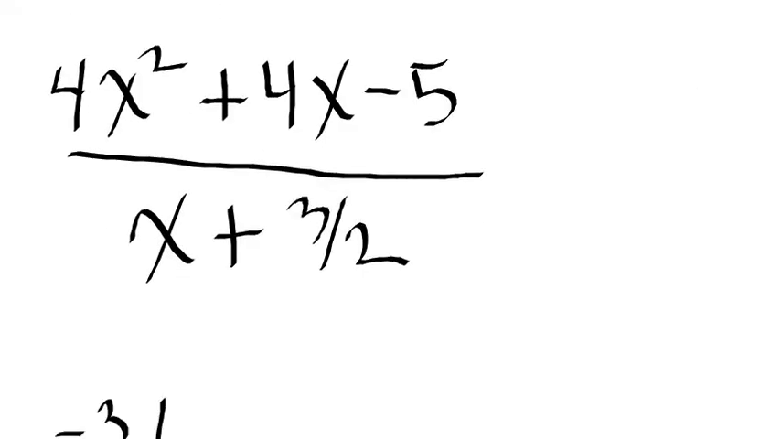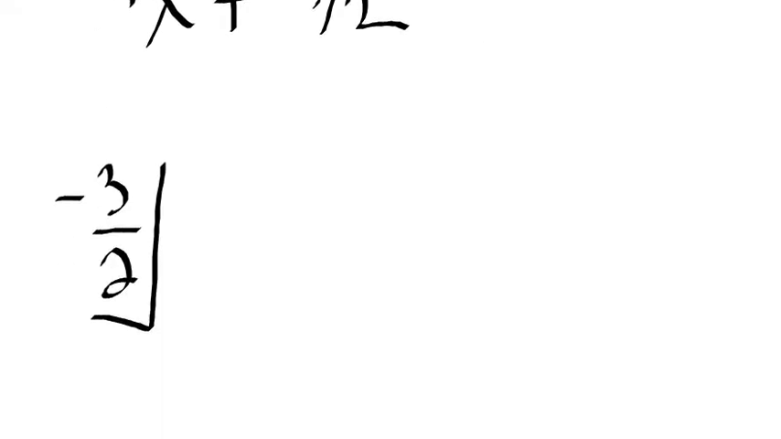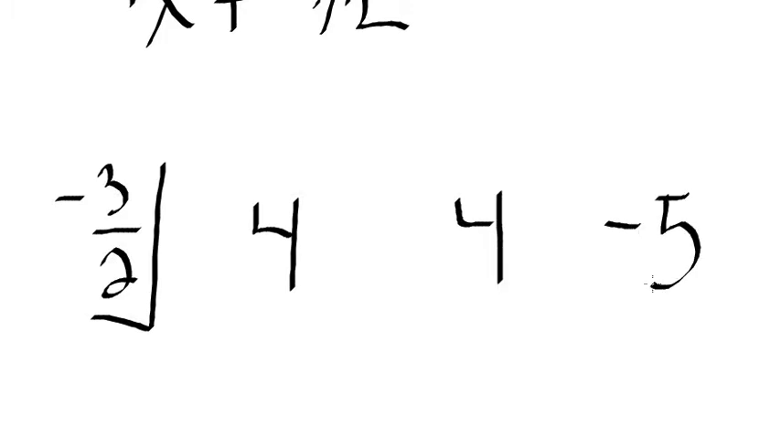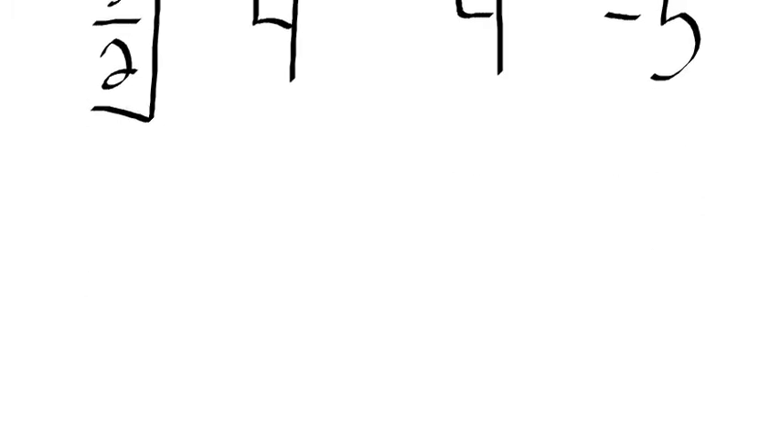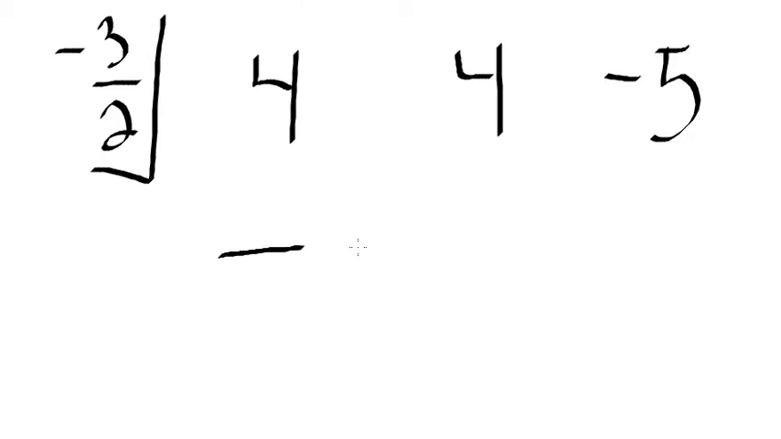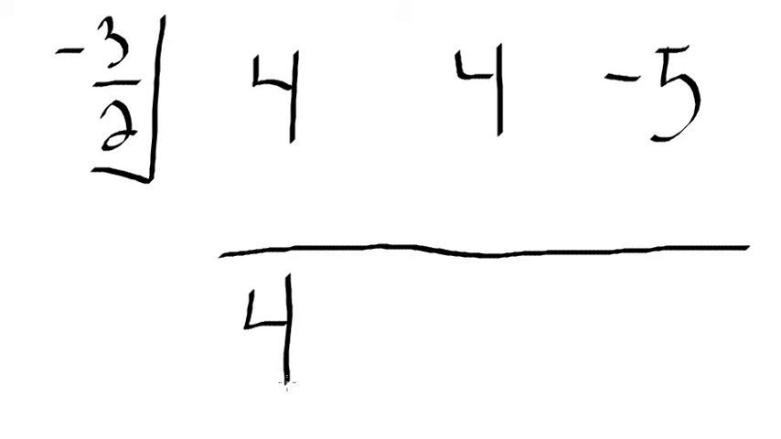Okay, we write our coefficients, 4, 4, and negative 5. All right, let's draw our line. Make sure we give plenty of room. Bring down the 4 diagonally. Okay, so we have negative 3 halves times 4.